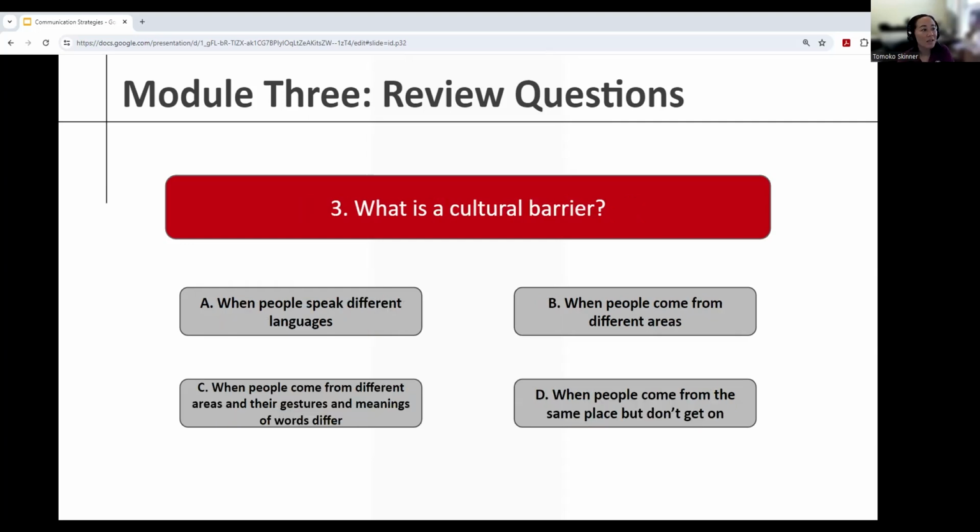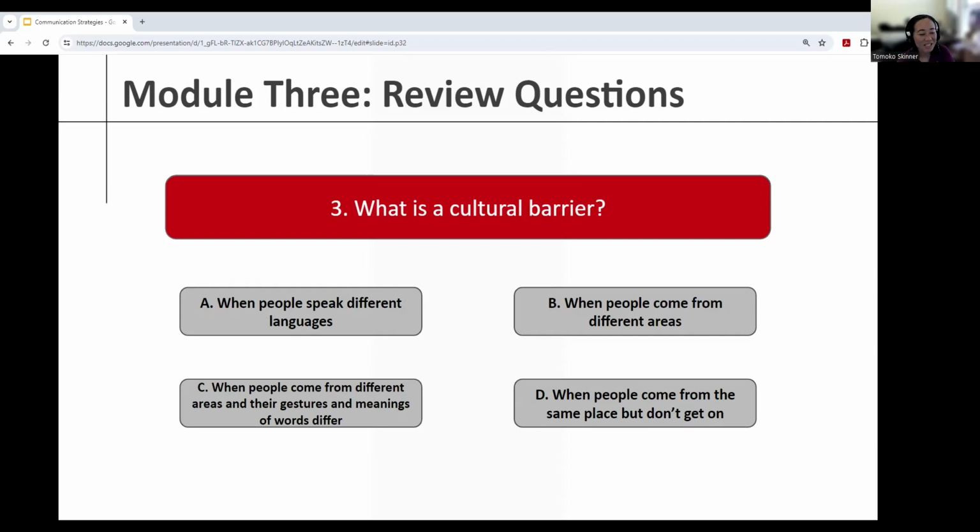Okay, moving on. Question number 3. What is a cultural barrier? A, when people speak different languages. B, when people come from different areas. C, when people come from different areas and their gestures and meanings of words differ. D, when people come from the same place but don't get on.